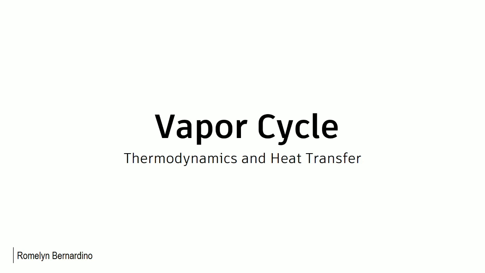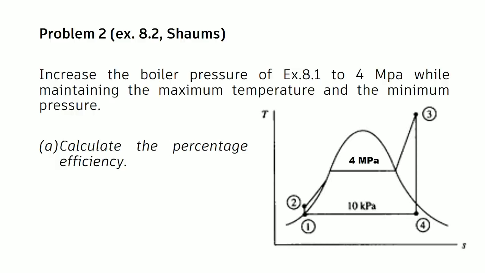Everybody, and let's start another solving problem under vapor cycle of thermodynamics and heat transfer. So this is our part 2. For our part 2 problem, we have to increase the boiler pressure. If you have watched my previous video under vapor cycle, we have a part 1, that's example 8.1.